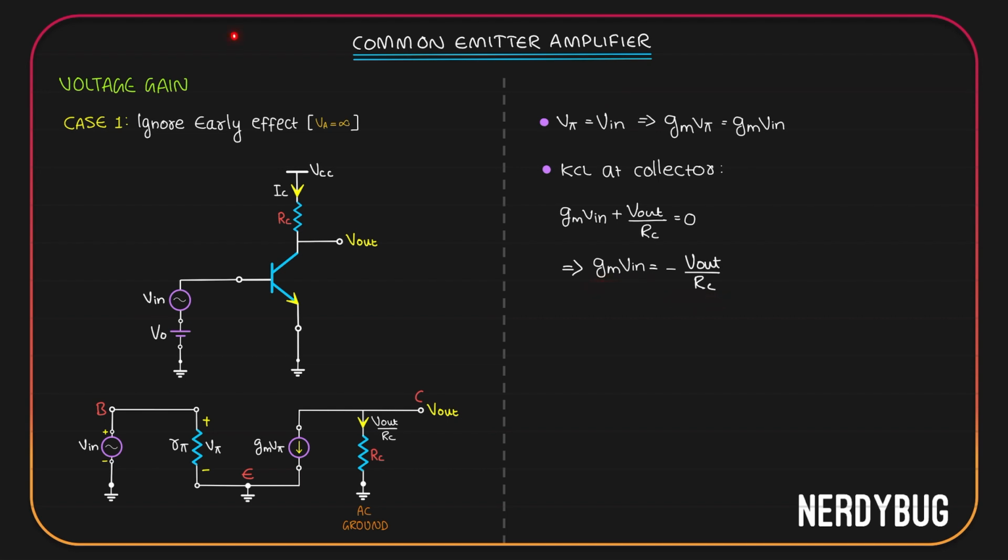What we want to find out is our voltage gain. It is the output voltage divided by input voltage. From this, we can write V output by V input is minus gm RC, which means the voltage gain of this common emitter amplifier is minus gm RC, gm being the transconductance and RC being our collector resistor. The output voltage will be minus gm RC times the input voltage. It will be amplified and inverted.